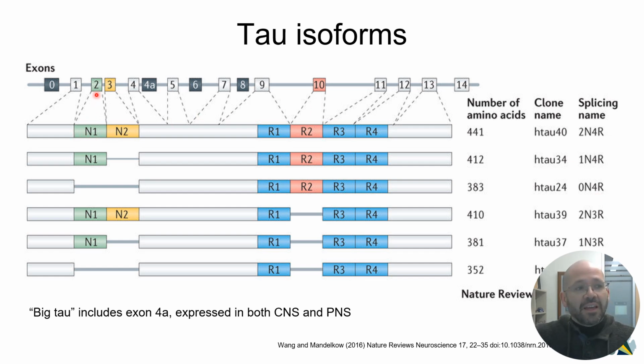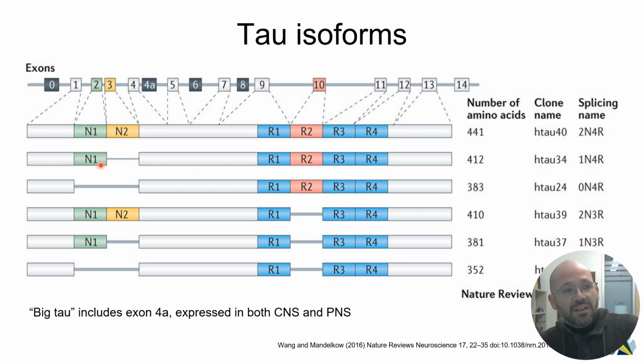The presence of exon 2 and 3 leads to the protein tau 2N4R. That's the splicing name, but then the clone is tau 40. It's important to mention here that in the literature you will find different nomenclature to refer to these tau isoforms, but namely it will be tau 40 or 2N4R.